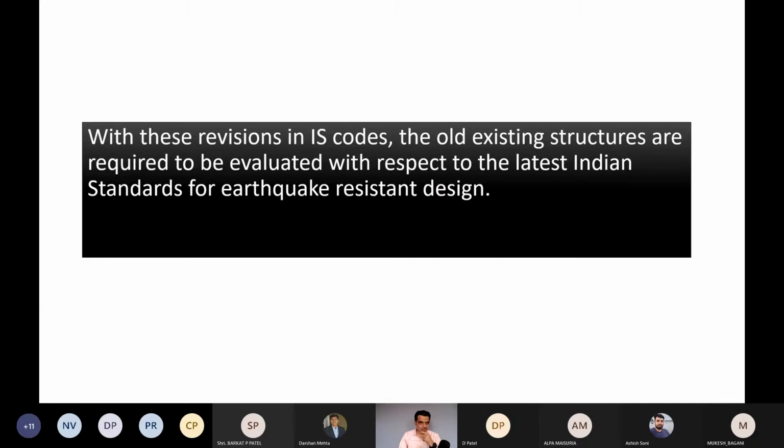Okay. Now whenever these revisions happen in the Indian standard codes, what happens actually? The old existing structures become unsafe on paper overnight. So that's why it is required to evaluate the old existing structures with respect to the latest Indian standards for earthquake resistant design. Okay, that's what we are going to focus on in today's talk.